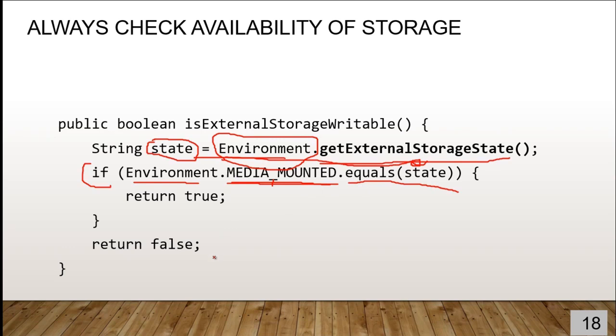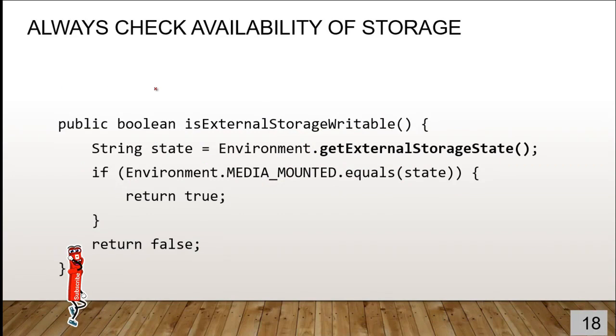And if you want to avoid repetitions, you can create a method and name it isExternalStorageWritable to check if the external storage is writable or not. This is the way that you can check the availability of the external storage, if you want to check whether it is available in both forms, I mean readable and writable.